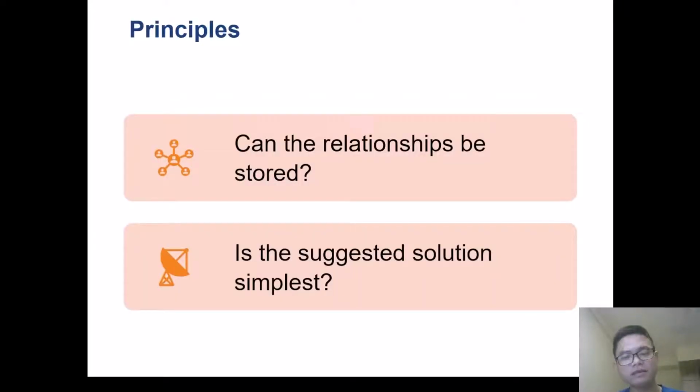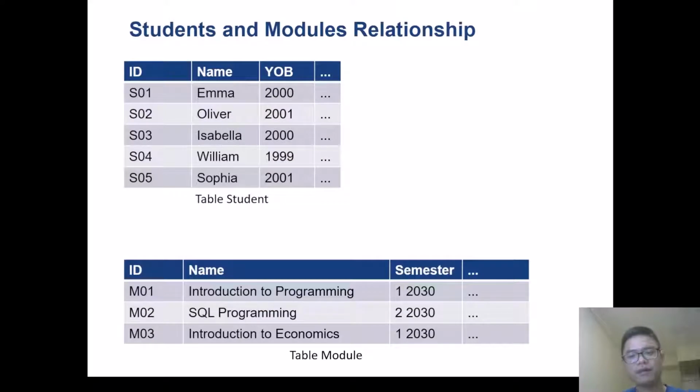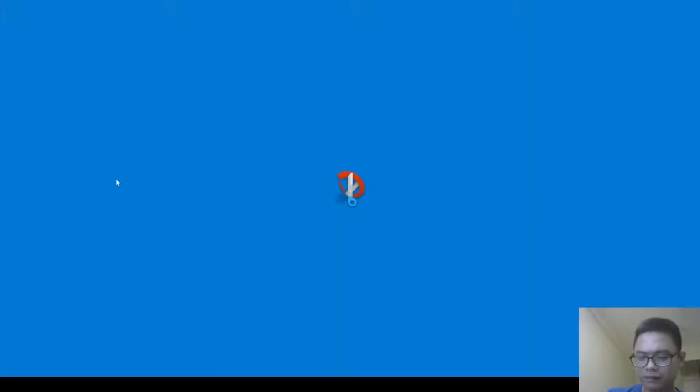So again, principles to principle: can the relationship be stored, and is the solution simplest? If you have watched the one-to-many relationship video, we know that we only need a foreign key. We don't need another column, only foreign keys are enough. So let's start our implementation.